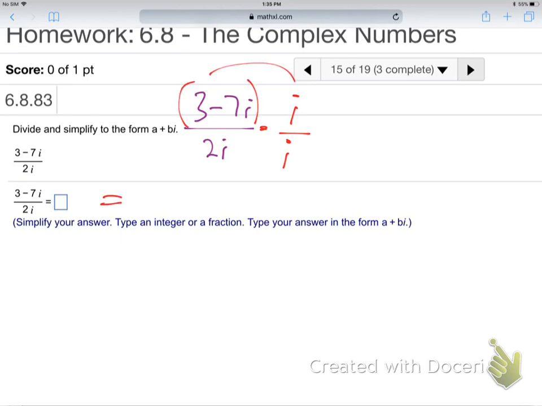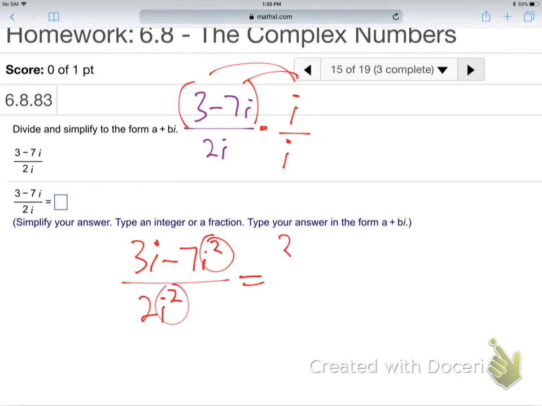And on the top, it distributes. So what do we get? 3i minus 7i squared over 2i squared. So what do we always do with i squared? We leave i as i, but i squared, those both change, they're negative 1, aren't they? That's negative 1, that's negative 1. So far so good. It made that minus 7i squared become plus 7, and 2i squared become minus 2. Because i squared is negative 1, it switches the sign of whomever it's with. Doesn't it? We good to there?